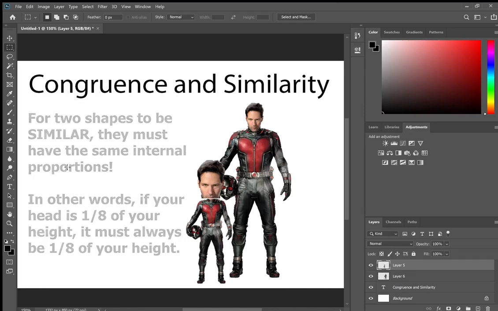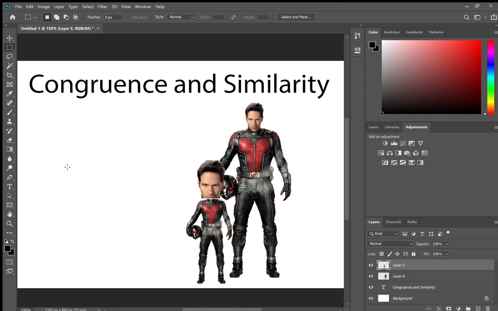Now, Ant-Man is not only fictional, but also a very complicated shape. Technically, if Paul Rudd was to cut his hair, then he would no longer be either similar or congruent to the shape that he was before he cut his hair. So to get rid of all that complexity, we're going to take this down to the very simplest of shapes, the triangle.